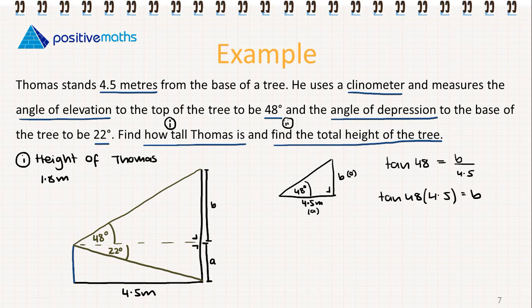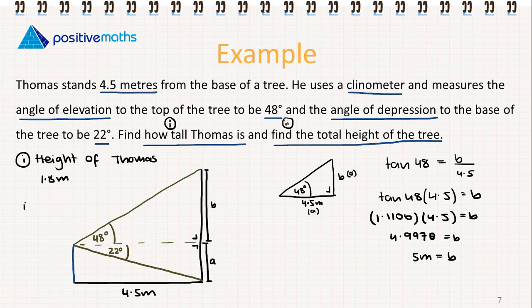So again, we go to our calculator. Tan of 48 degrees gives us 1.1106. Multiplied by 4.5 is going to give us B. So we get 4.9978 for B. So again, we're going to round this to just one decimal place. So because it's 4.99, it's just going to be 5 meters for B.